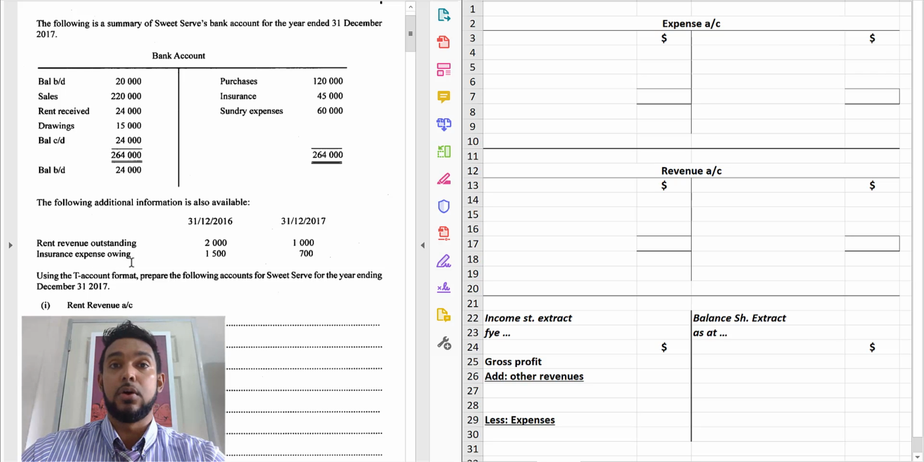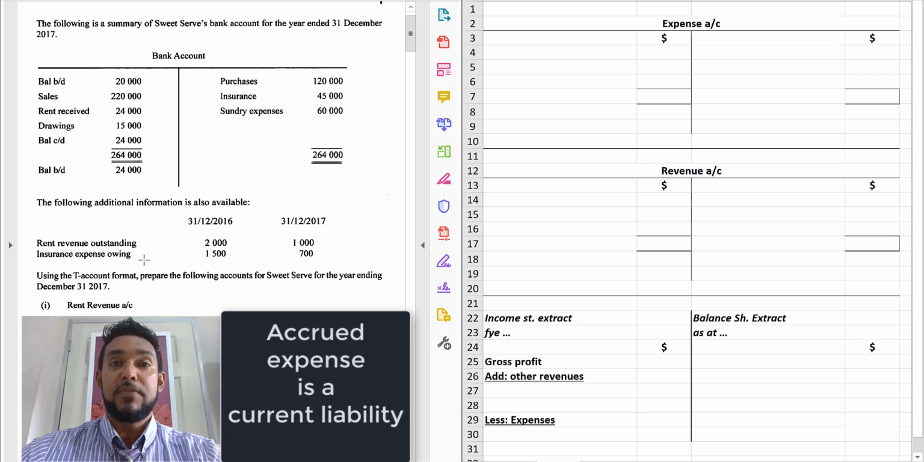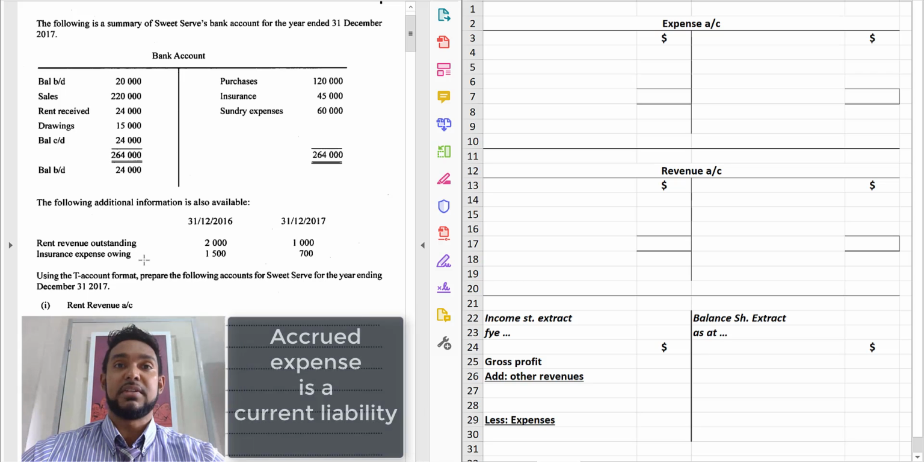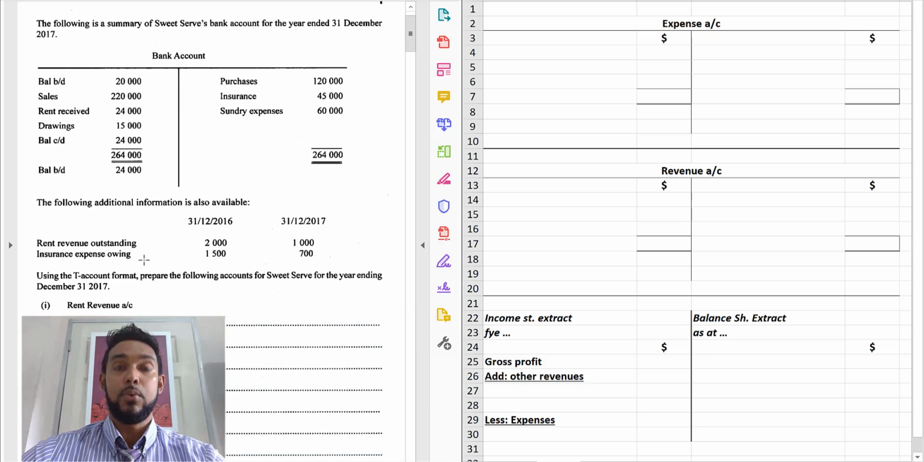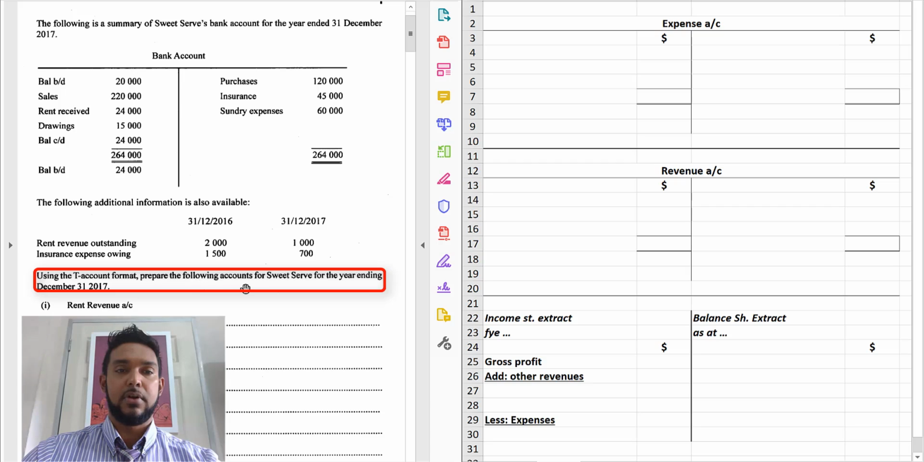Insurance expense owing or accrued insurance expense is a current liability. Why? Because it's an accrued expense, an expense we have not paid, but we were supposed to pay it, which means we owe somebody some money. And anytime you owe anybody money, what do you call that? That's a liability.